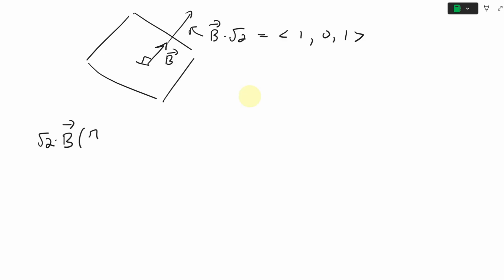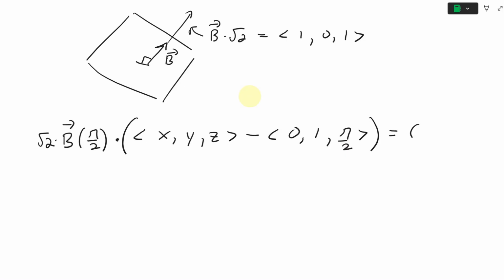This is at pi over 2. Dot product with, and then again, the same exact thing, x, y, z, subtracted by our position vector 0, 1, pi over 2, our starting point. And then this equals 0. So the dot product is equal to 0. And this times square root 2, we could divide both sides by it, and again, it doesn't change anything.